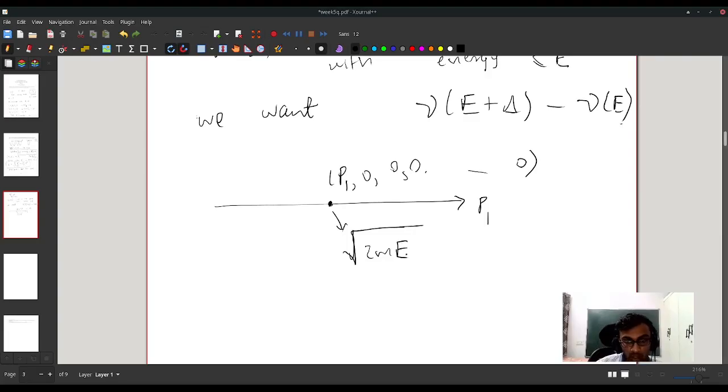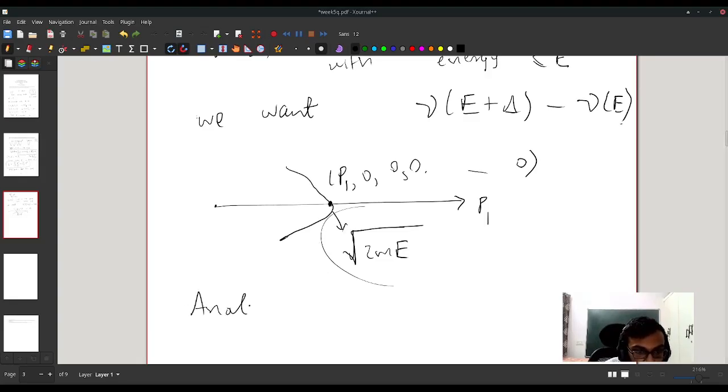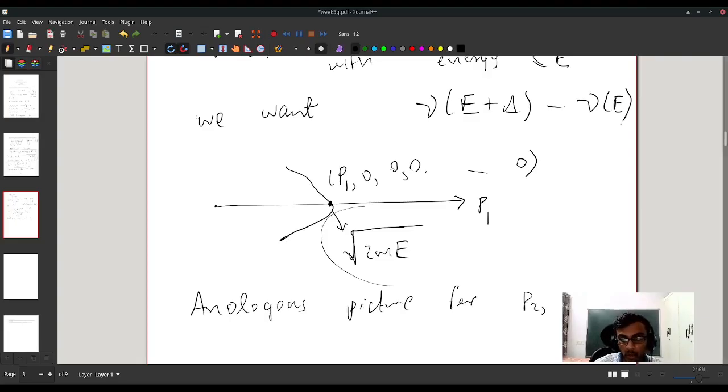And we would get a similar story, or we'll have a similar picture for every p-axis. So the surface cuts the P1 axis at this point, square root 2mE. There is a similar picture for P2, P3 and so on till Pn.